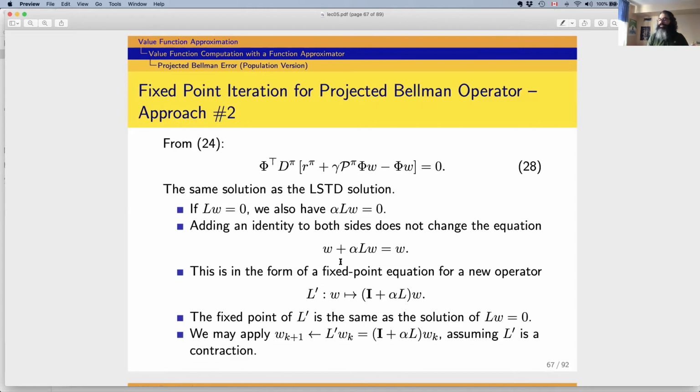This is a form of fixed point equation for this operator L prime, where L prime would be a mapping from W to W plus alpha LW. So the fixed point of it would be the same as the original one. Now I can apply L prime iteratively in order to get to W star, the solution of it. So I apply W_{k+1} equals L prime W_k, equal to W_k plus alpha L W_k, assuming that it is, of course, a contraction.